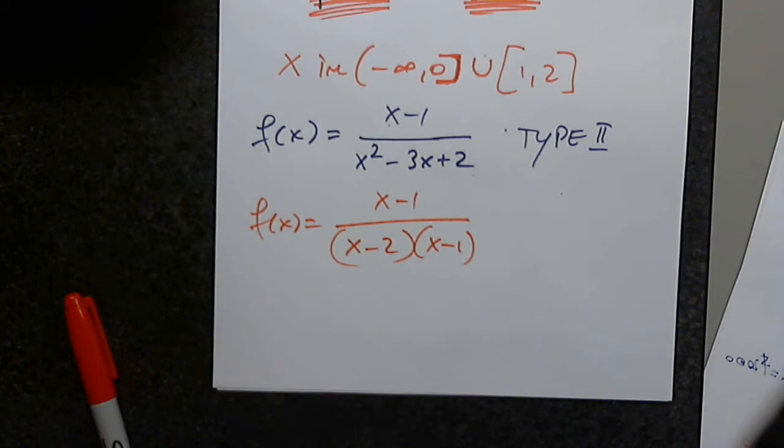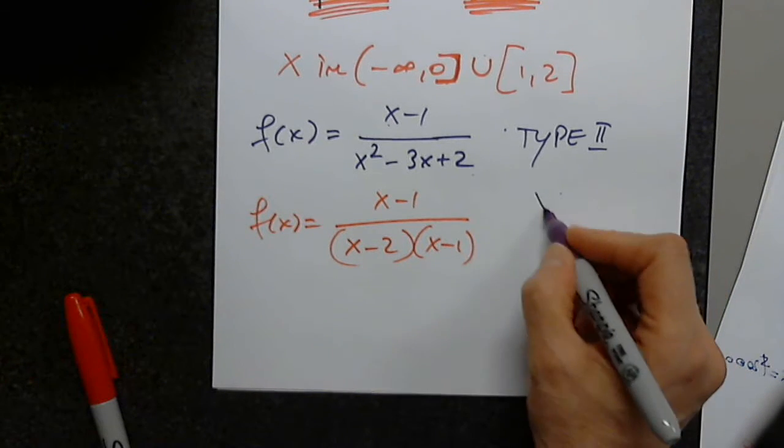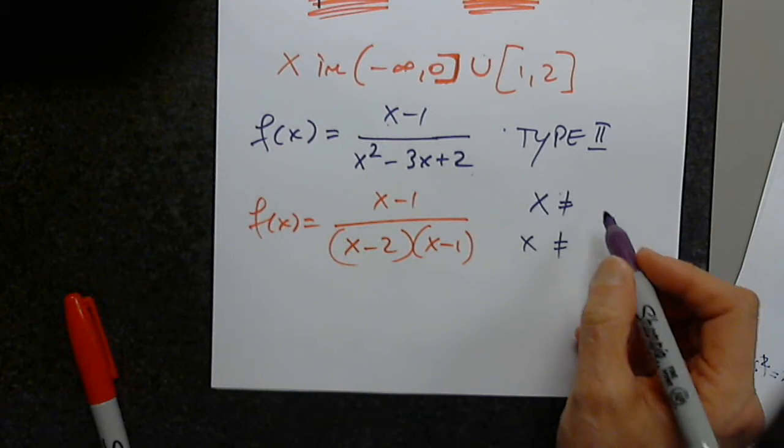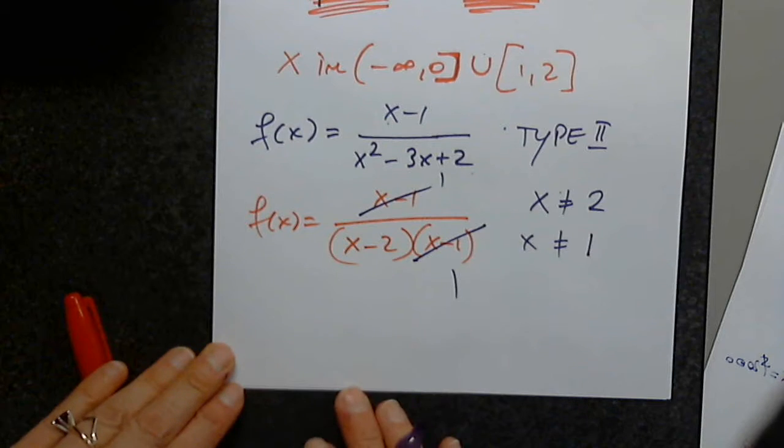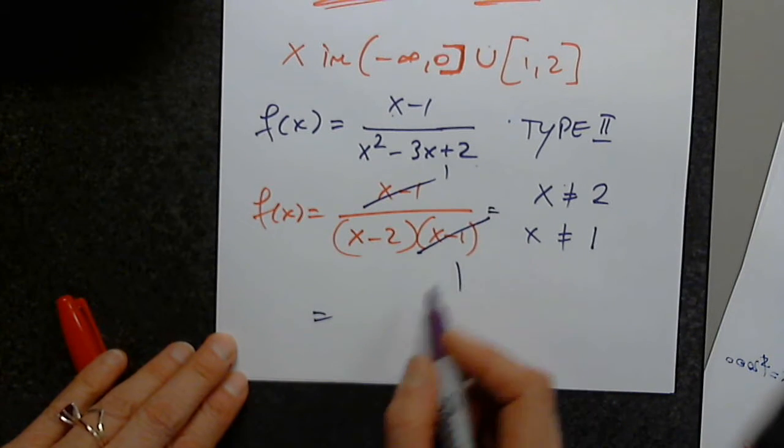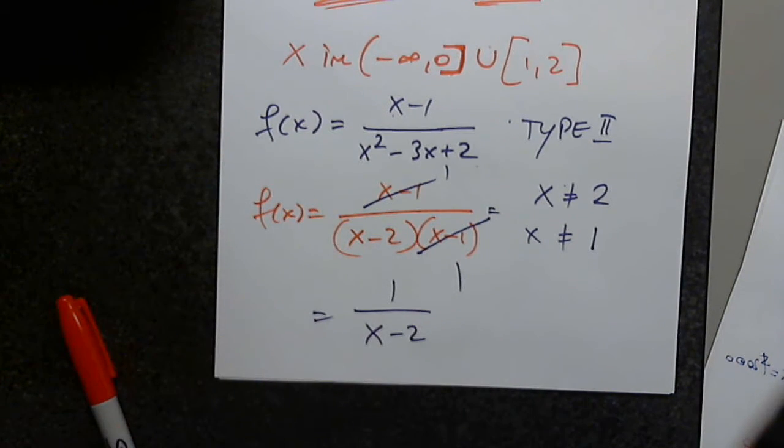Good. What do I do next? I will not touch it before I do something very important. Right. I have to write the restrictions. If I simplify and then write the restrictions, I will make a mistake from the get-go. So what are the two restrictions that I have to write? Only now I'm allowed to simplify, not before. So this is 1 over x minus 2.